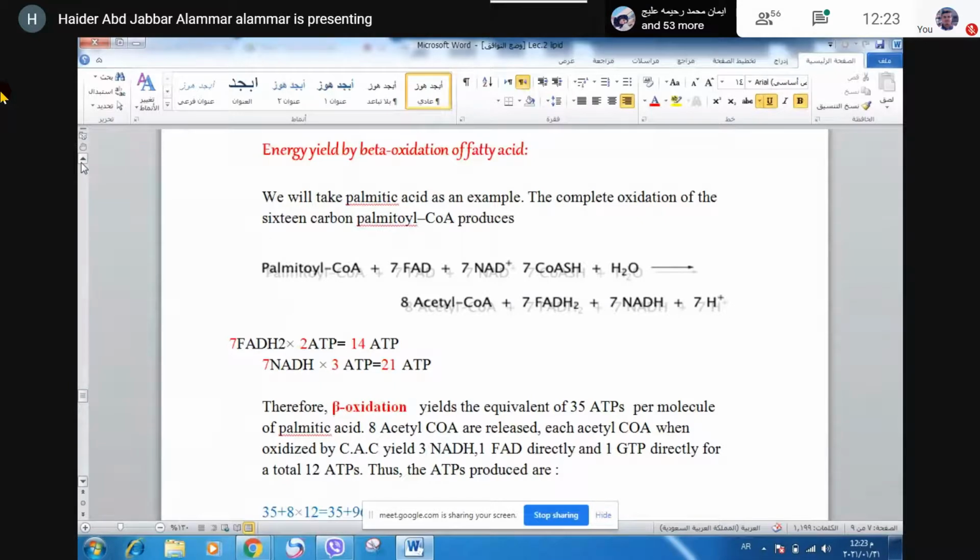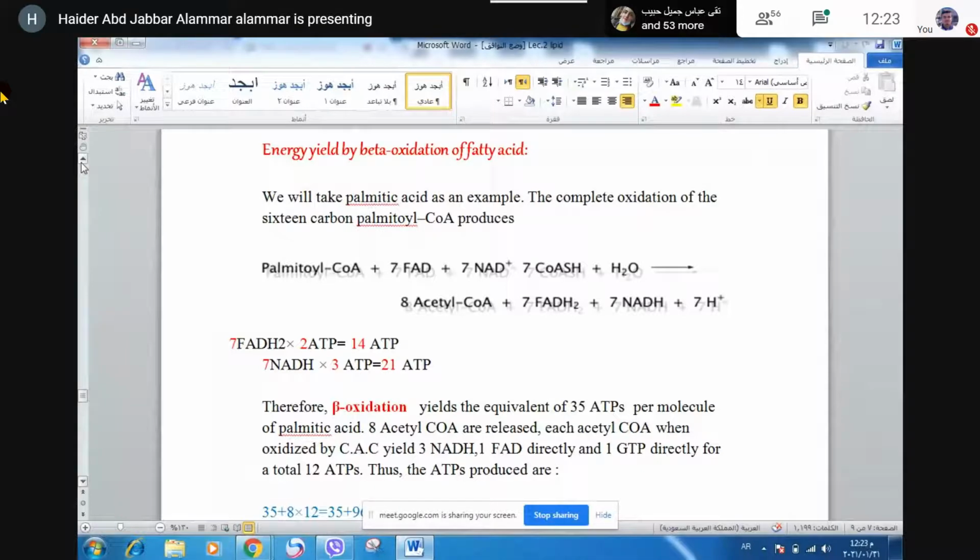And as I told you, every single molecule of acetyl coenzyme A entering the citric acid cycle will give us 12 ATPs. Now, how do we calculate? As you see on this page, we will take palmitic acid, which means 16 carbon atoms.